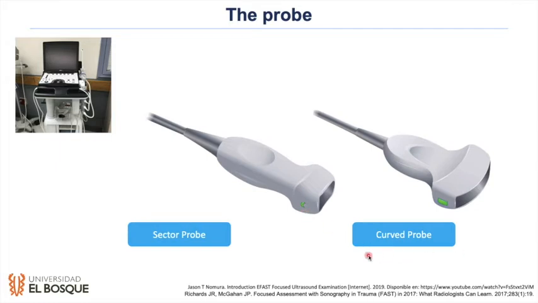On the other hand, you have the curved probe, and it is most commonly used in the abdomen for a better resolution, but it is not ideal for imaging of the heart or the lung, where you're going to use the sector probe, sorry. So this is going to be less specific.